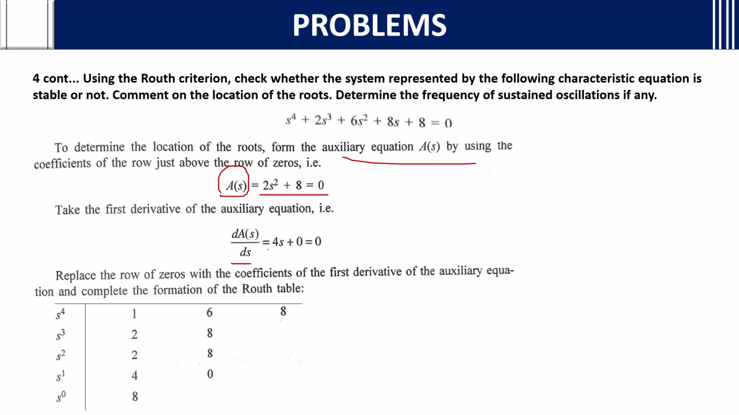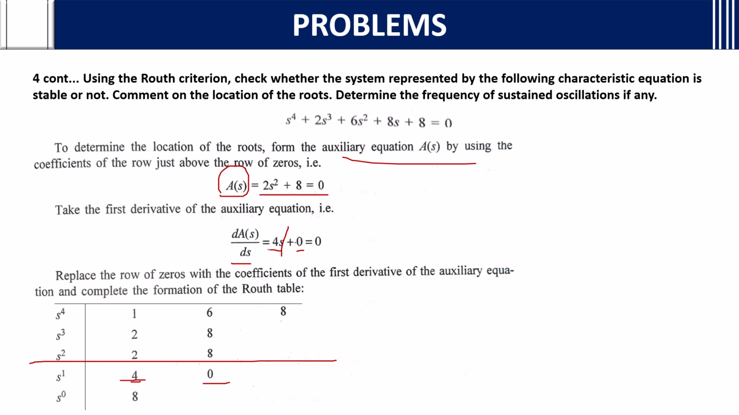After taking the derivative, 2 into s square: d by ds of s square is 2s, so that is nothing but 4s. D by ds of the constant term is 0. So you will get 4s. So what you should do is replace these values. For the s term it is 4. So in the place of the zeros, you write 4, and the next you have 0.